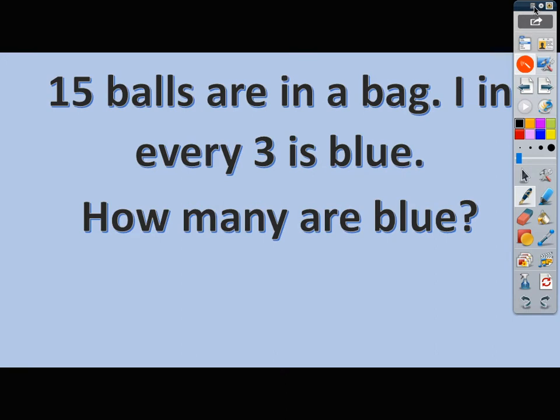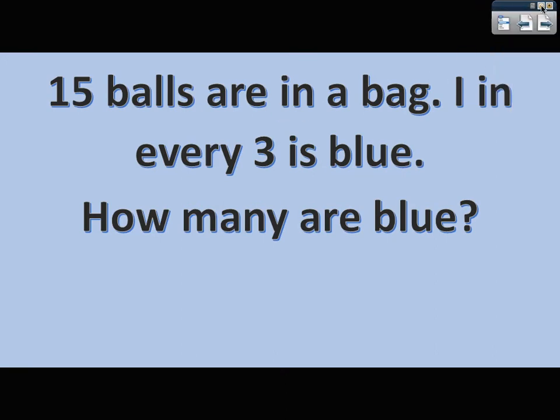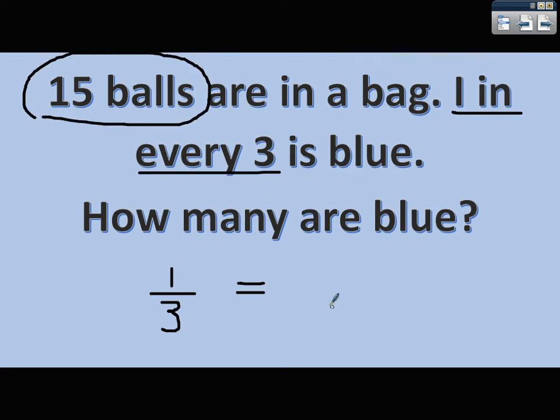Next one. 15 balls are in a bag. 1 in every 3 is blue. They've told you the proportion. We're doing proportion. They tell you the proportion. 1 in every 3 is blue. Problem is, we haven't just got 3. We've got 15. Instead of 3, we've got 15. What happens to 3 to get to 15? What do you times it by?